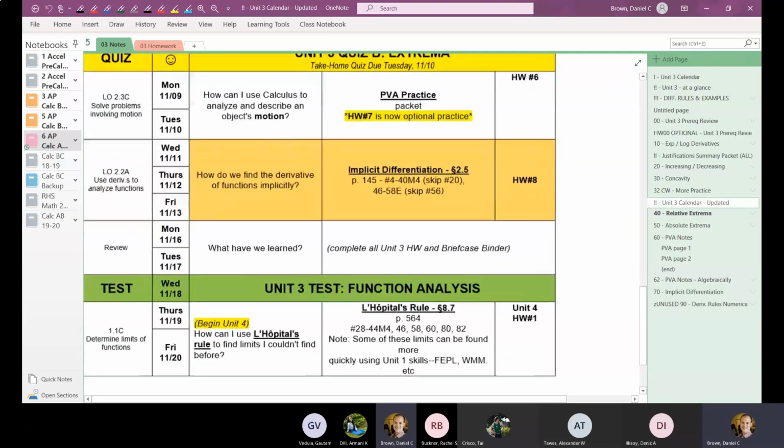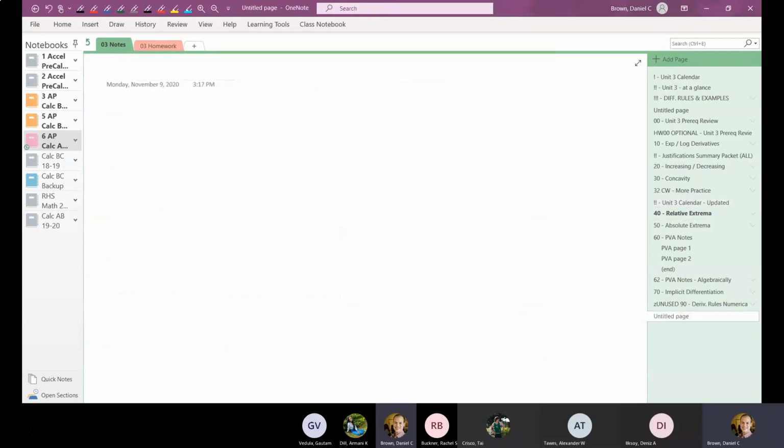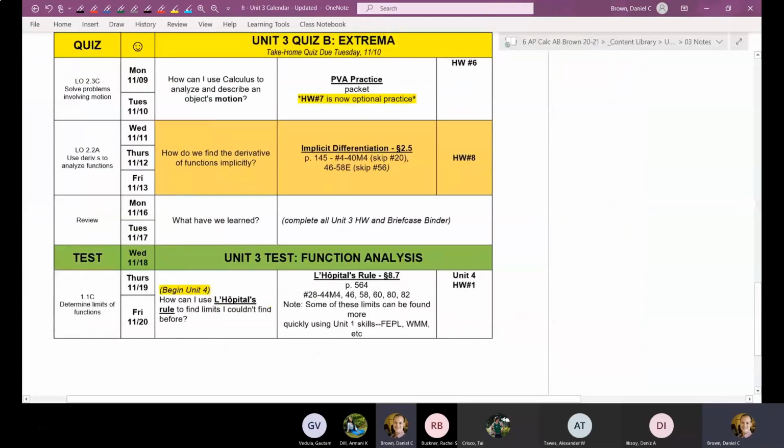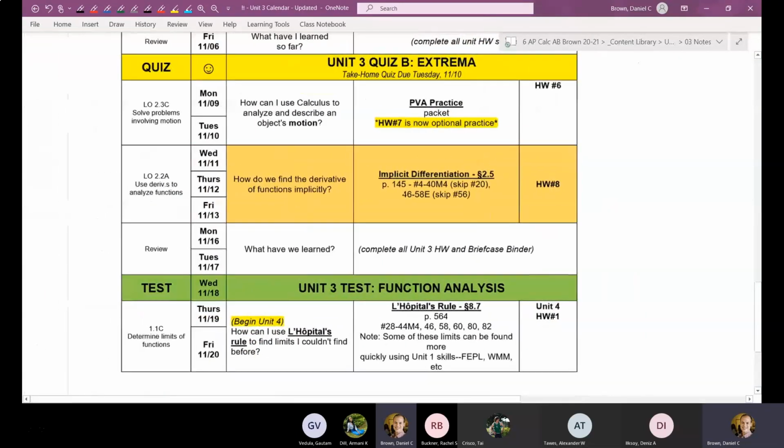is in OneNote. I am only asking you to do, I already forgot, it's either the odds or the evens, but I highlight the questions so it will be clear. You're basically doing every other one. It's called a packet, but it's really not that long. So you're only doing half of the ones from homework 6. Homework 7 I did take out, and it will be optional, so let me know if you want more PVA problems to practice, and I can give you an additional homework.